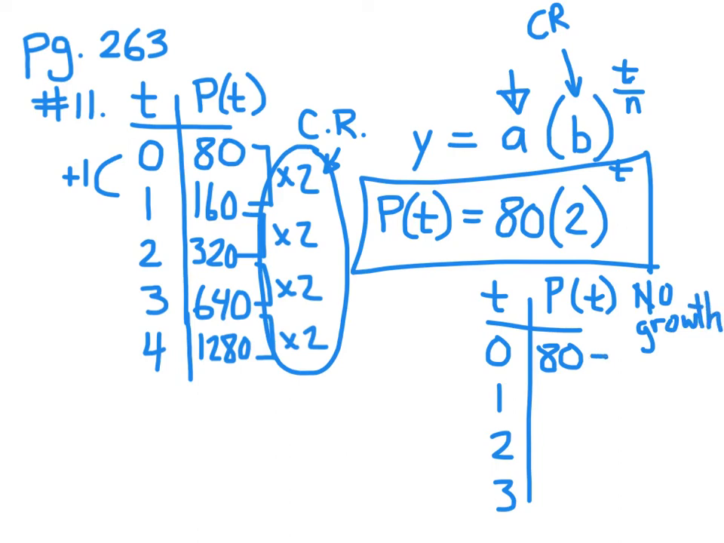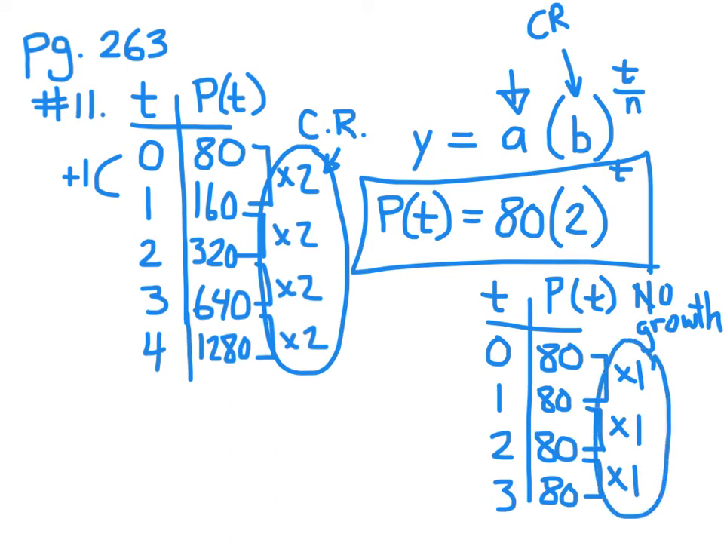If there was no growth, the next minute, or hour, whatever this question is, you would still have 80. And then after that, you would still have 80. And after that, you would still have 80. Meaning that the common ratio is 1. So if there is no growth whatsoever, this common ratio is 1.